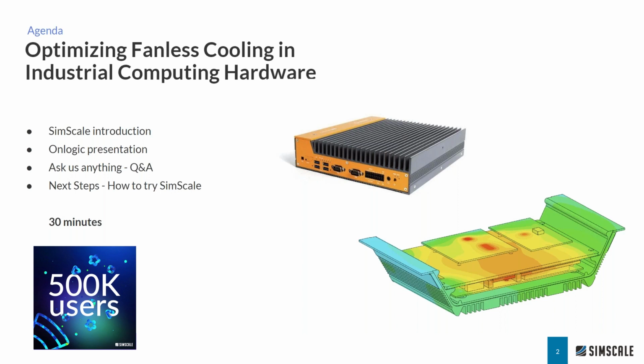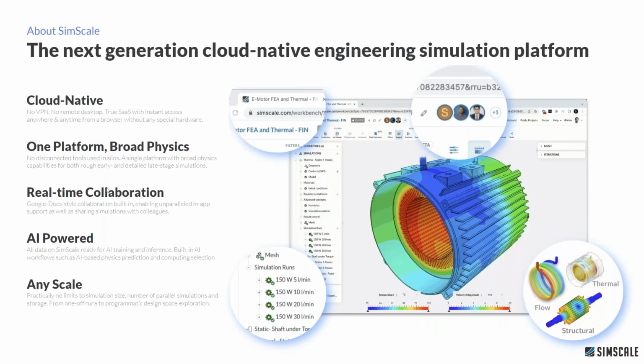Now, interesting thing about SimScale, we just surpassed 500,000 users globally. So this is a milestone moment for SimScale. So what is SimScale really? It's a next generation cloud native engineering simulation platform. So we have lots of different types of physics available to you in a web browser. That's what cloud native means. So there's no VPN, no remote desktop, no hardware. It's a true SaaS with instant access anywhere.